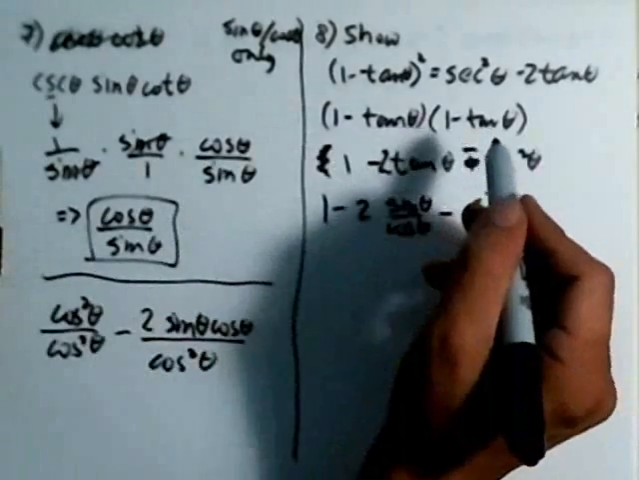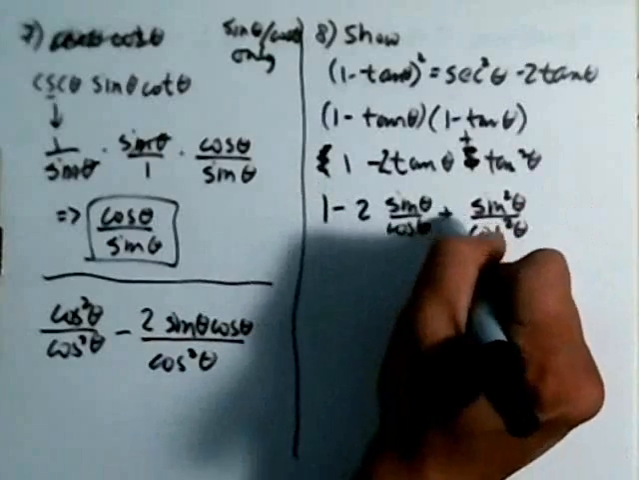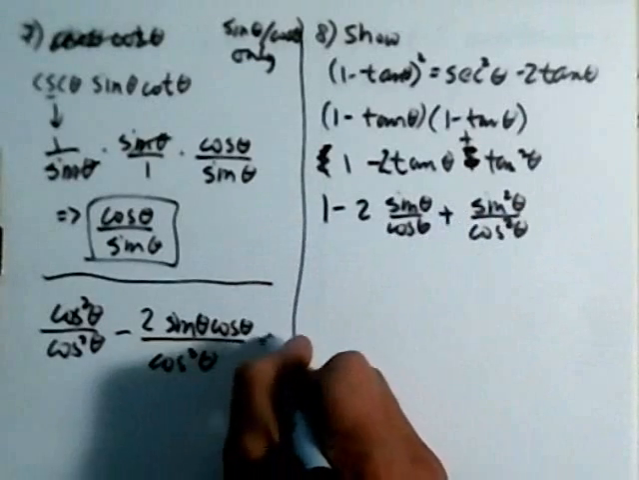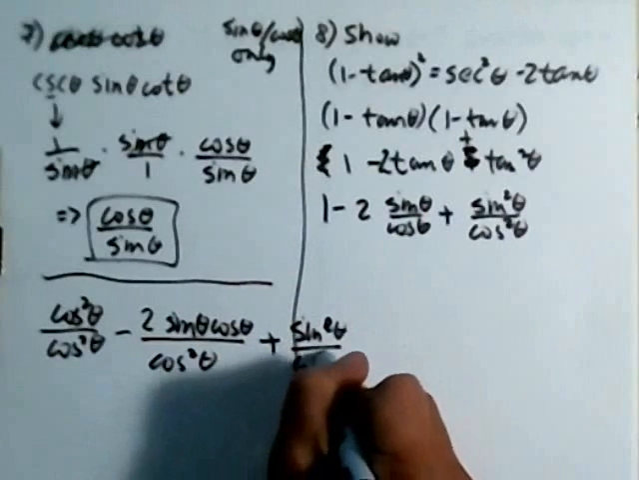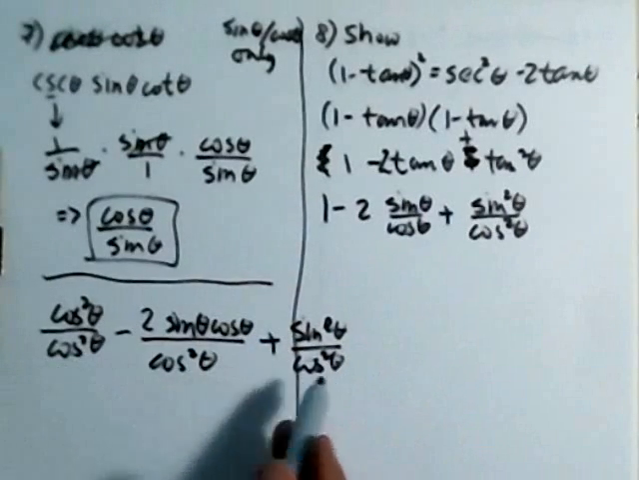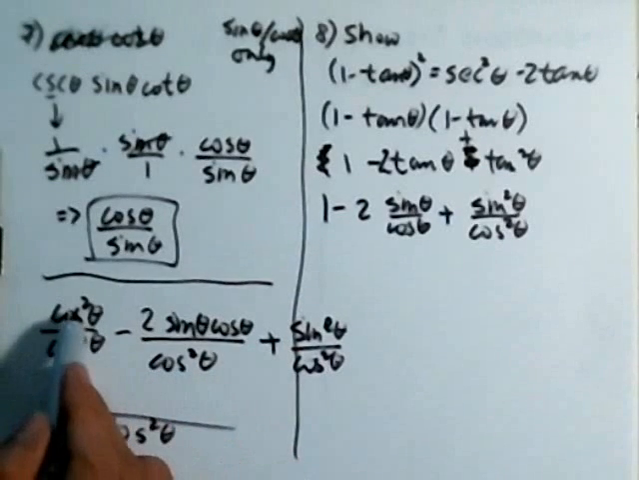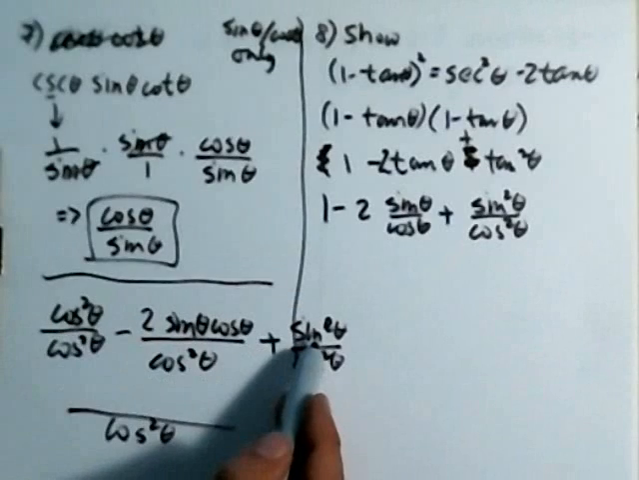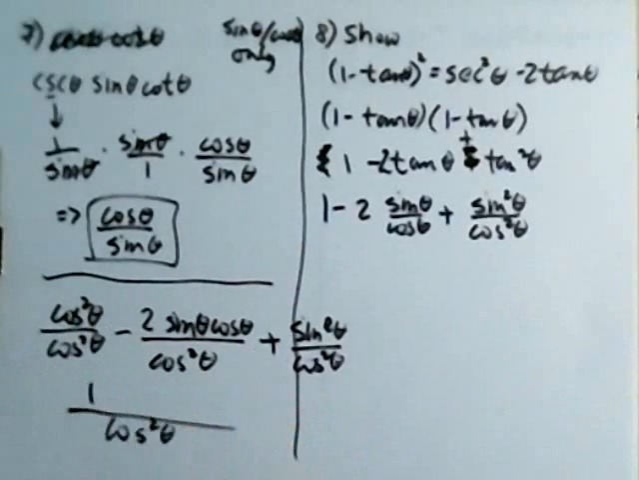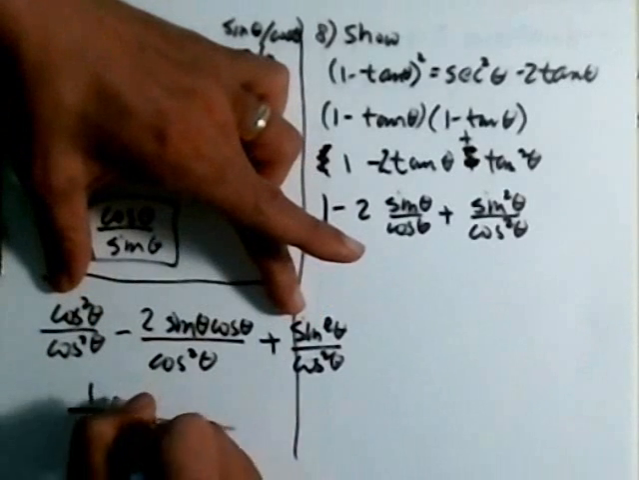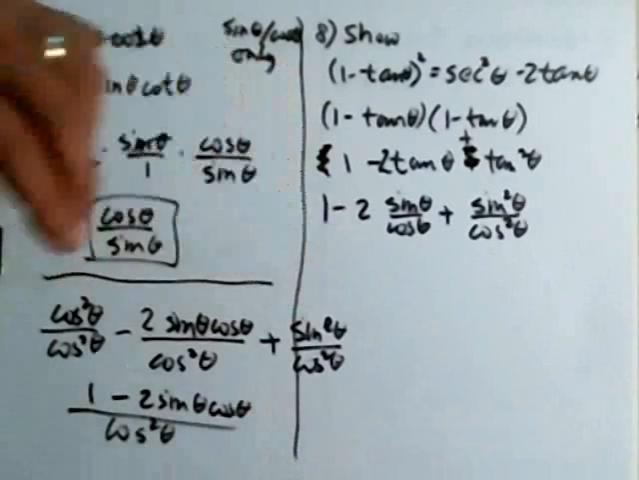Oh, shoot. Minus and minus is plus. No, it is plus right here. It had to be plus. And then plus sine squared of theta over cosine squared of theta. We got everything under one common denominator, cosine squared theta. In the numerator, we have cosine squared plus sine squared. We know that's the Pythagorean theorem in trigonometric form. That's going to turn out to be 1. These two terms are going to turn out 1 minus 2 sine of theta cosine of theta.